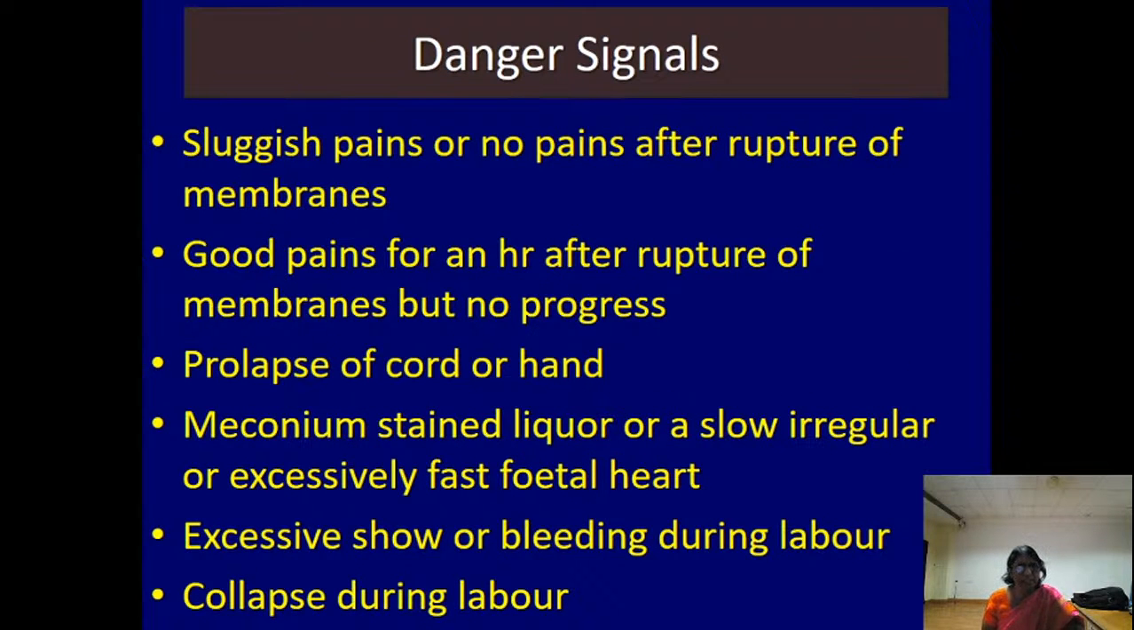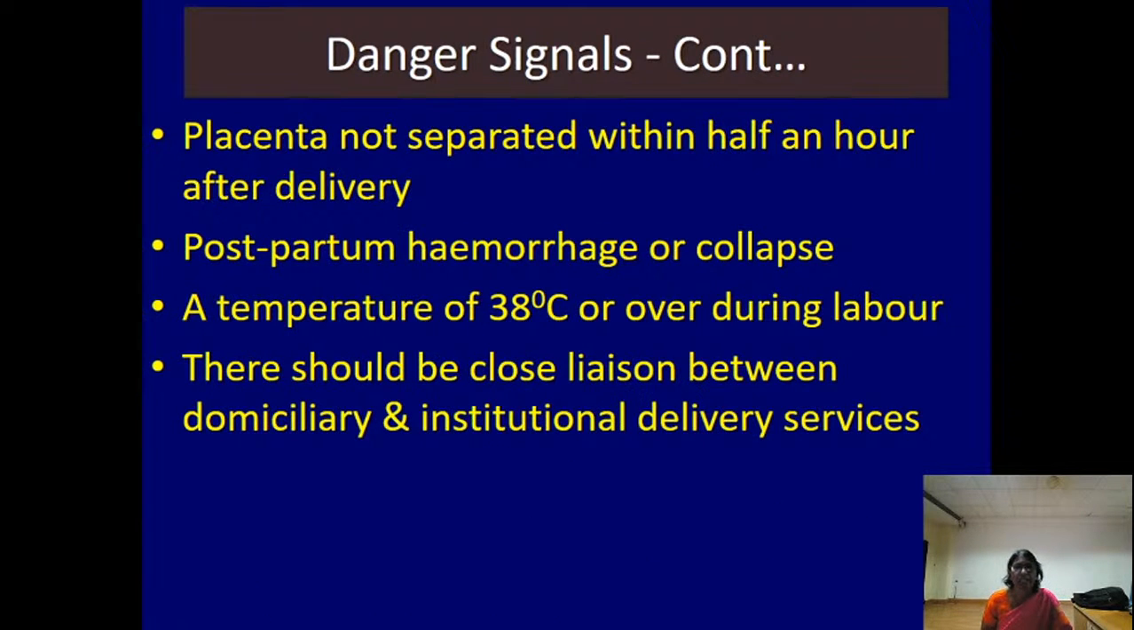So the danger signals. What are the danger signals? The pain becoming slow, no pains after rupture of membranes, or after 1 hour there is rupture of membranes but no progress, then prolapse of the cord, meconium stain, like all these things you will learn in your OBG, obstetrics, and excessive show, etc. And the pregnant woman may collapse during labor. These are all danger signals.